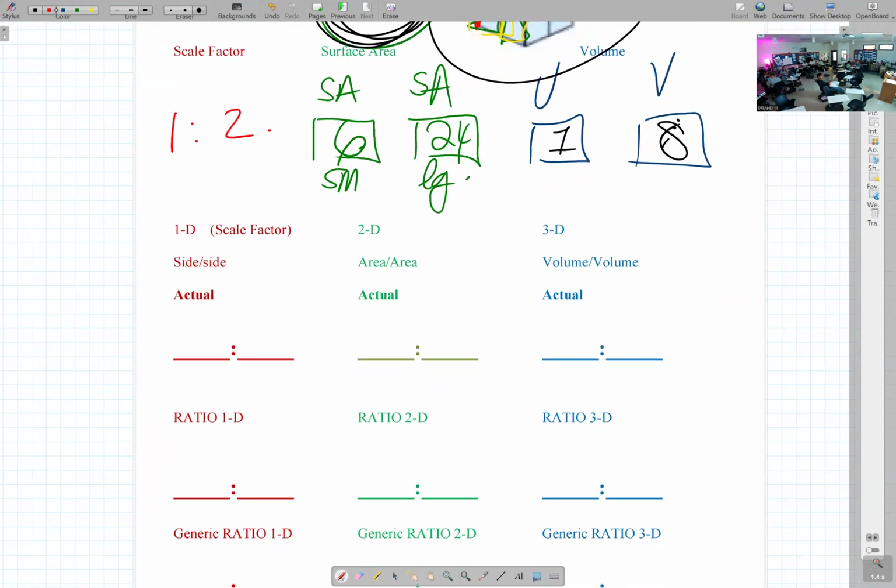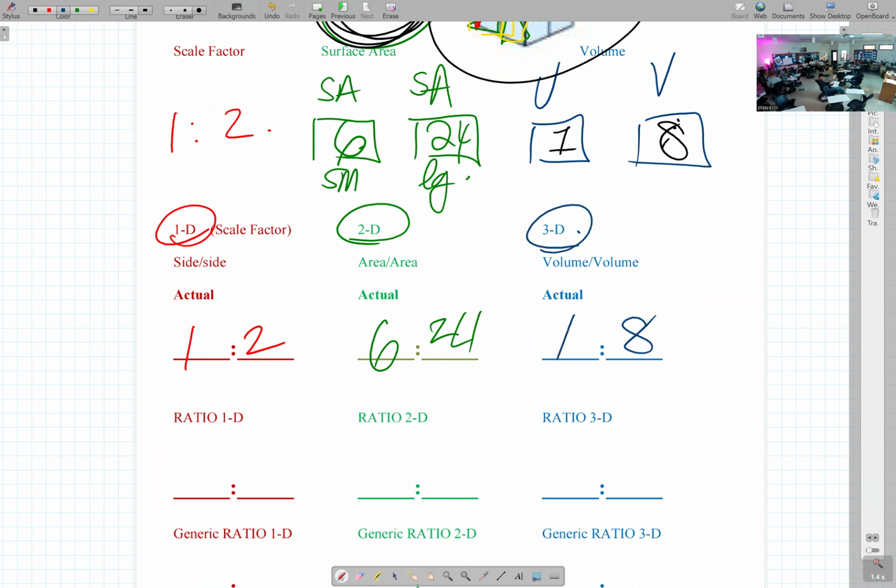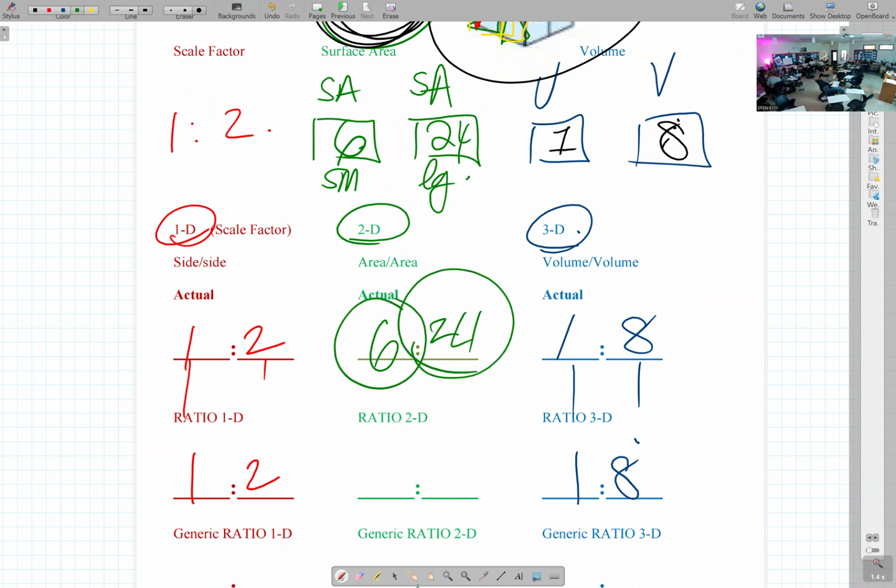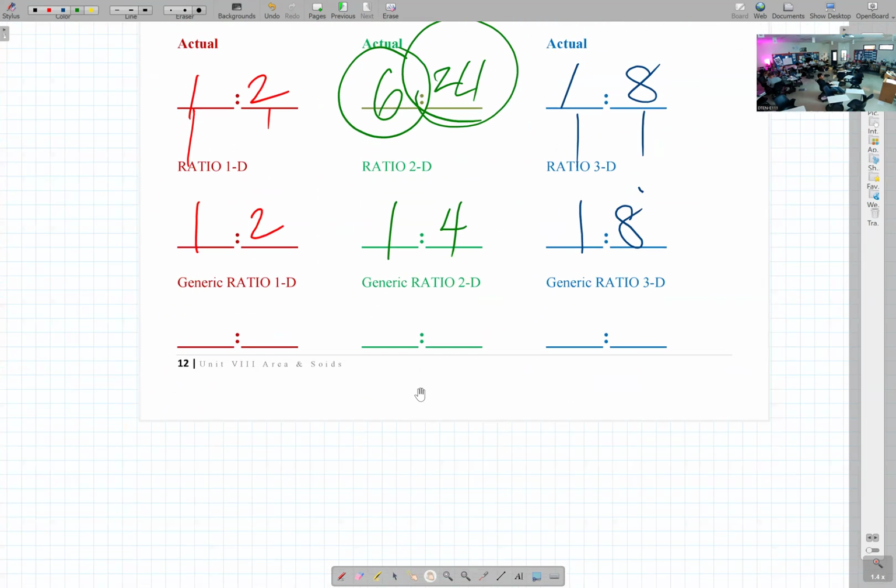Watch. 1D, 1 to 2. 2D, 6 to 24. 3D, 1 to 8. Let's reduce it. You can't reduce this anymore. It's just 1 to 2. Can't reduce this anymore. It's 1 to 8. You can reduce this. Federico, 6 to 24 is 1 to 4. Watch what happened. Put this right above.